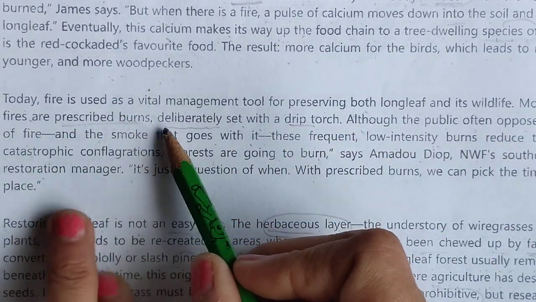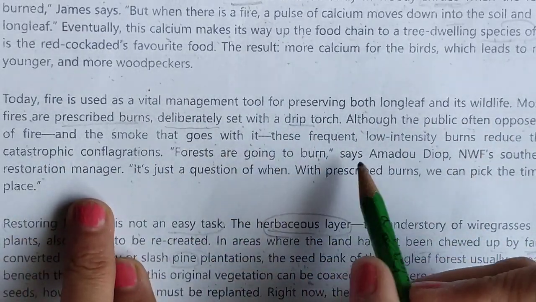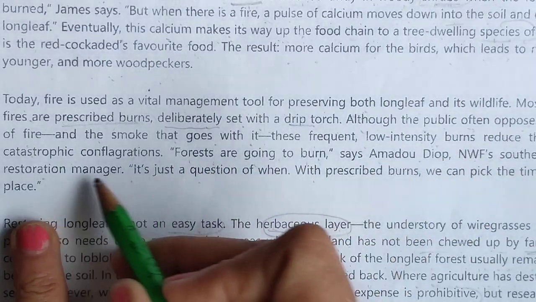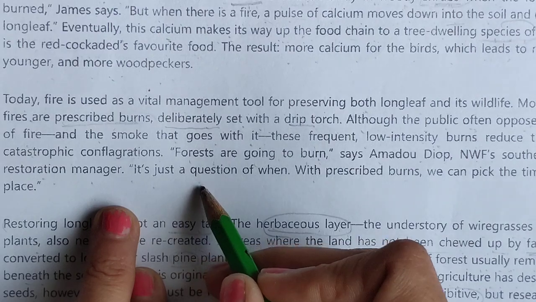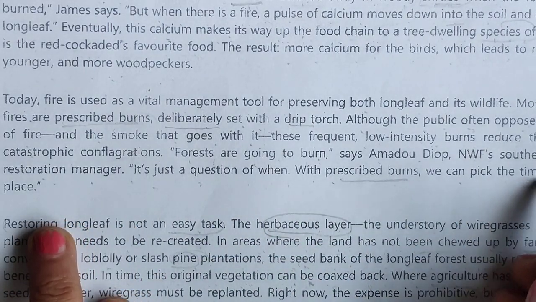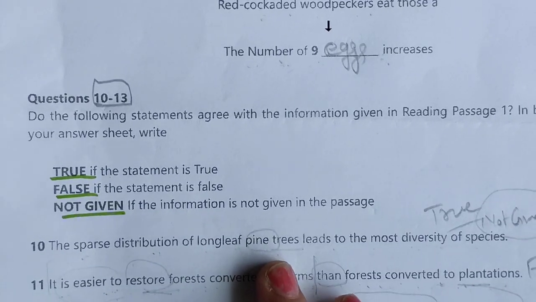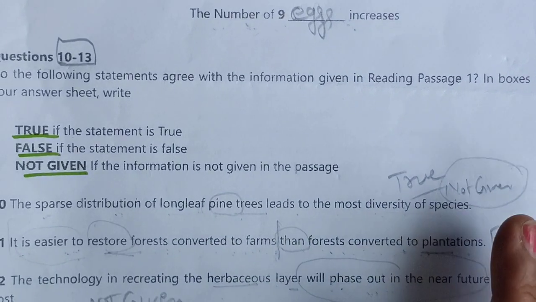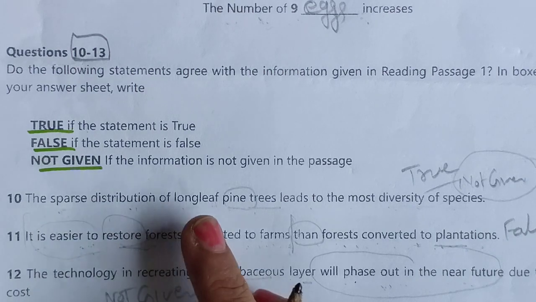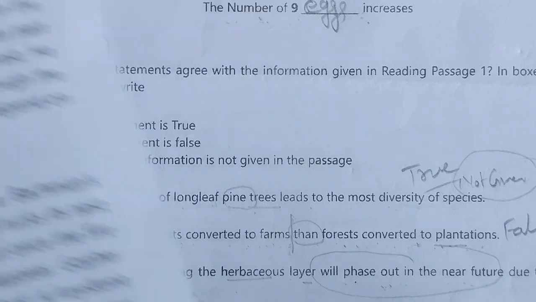Most of these fires are prescribed and deliberately set, although the public often opposes any type of fire. Forests are going to burn. Southern forest restoration management is just a question of when. With prescribed burns we can pick the time and place. They have given nothing about it. I couldn't find it, that's why I put it as not given.